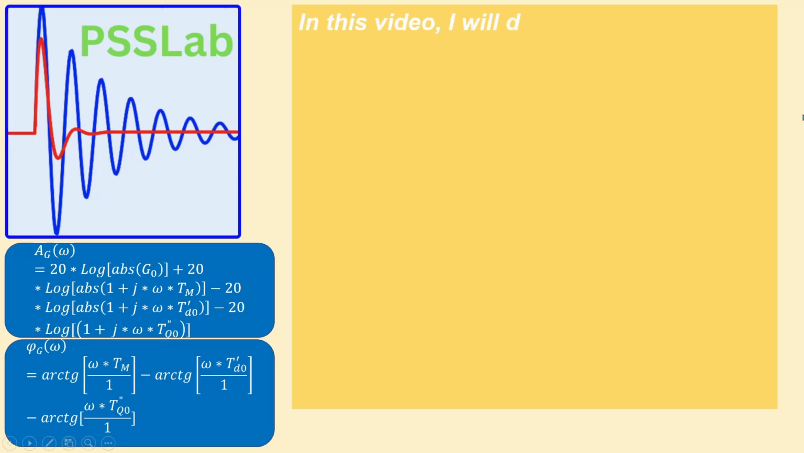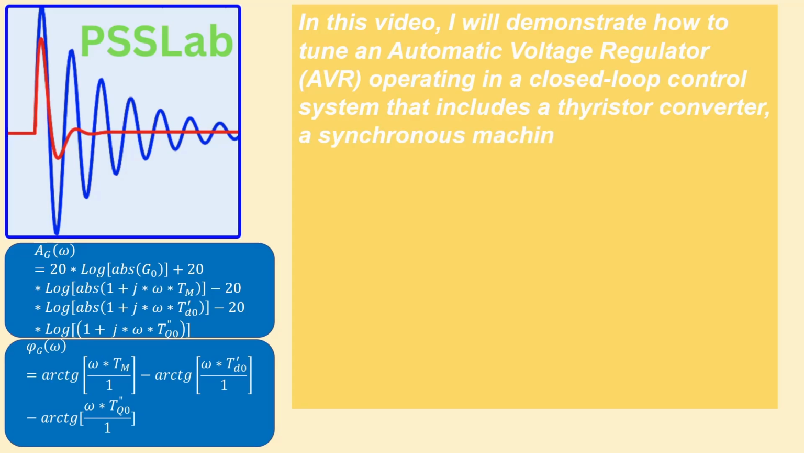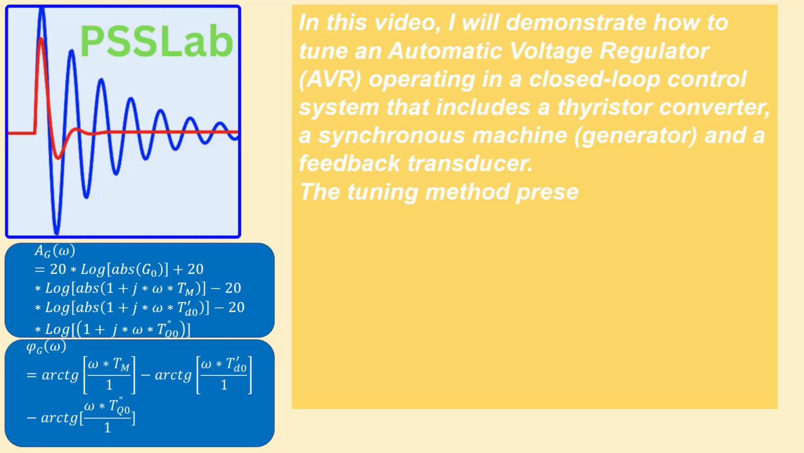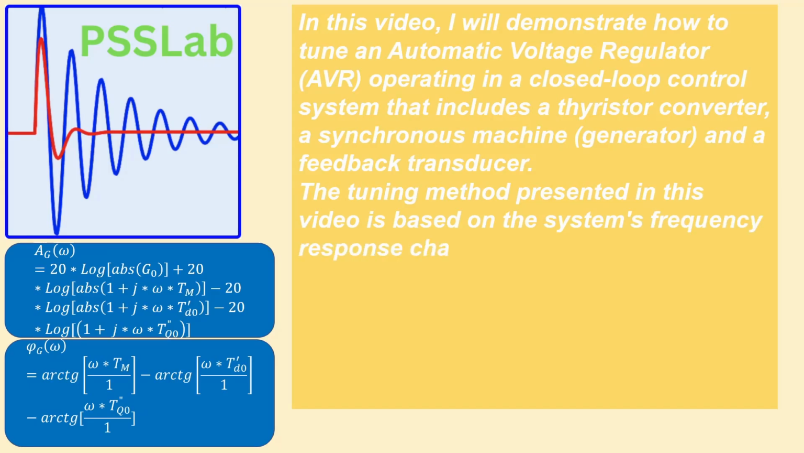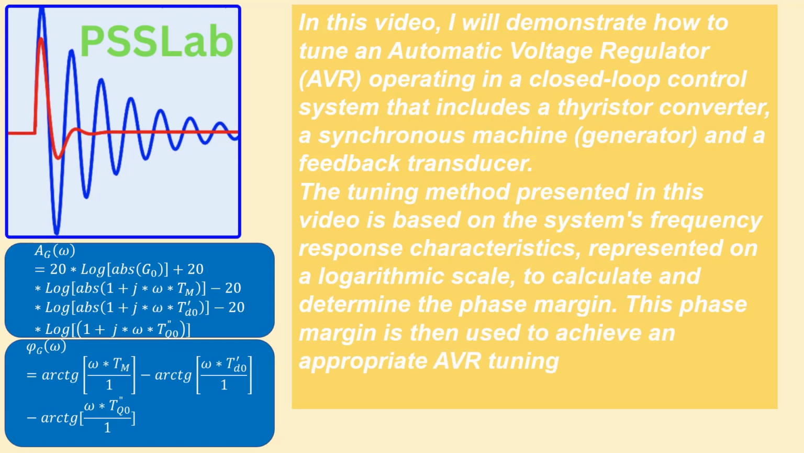In this video, I will demonstrate how to tune an automatic voltage regulator AVR operating in a closed-loop control system that includes a thyristor converter, a synchronous machine as generator, and a feedback transducer. The tuning method presented in this video is based on the system's frequency response characteristics represented on a logarithmic scale to calculate and determine the phase margin. This phase margin is then used to achieve an appropriate AVR tuning.